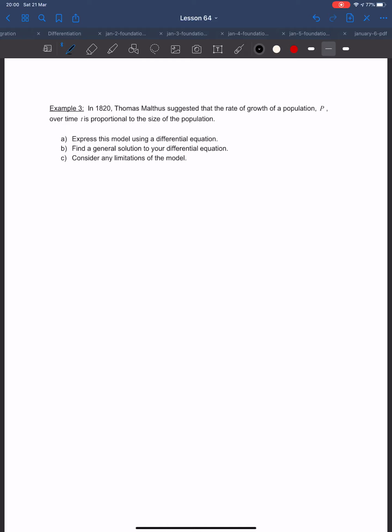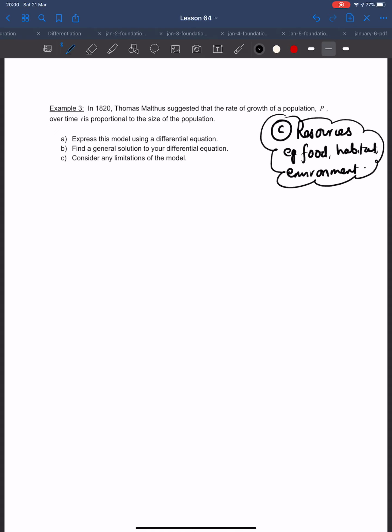I know C already. The limitations of the model, when it's rate of growth, are going to be like resources. Have you got an infinite supply of the resources that you need? Probably not. So it'll be like resources, e.g. food, habitat, environment. Sometimes these questions are used for bacteria in a petri dish. Eventually the space runs out, so they can't keep growing forever. When it's population growth, it's almost like a standard answer: resources may be limited.